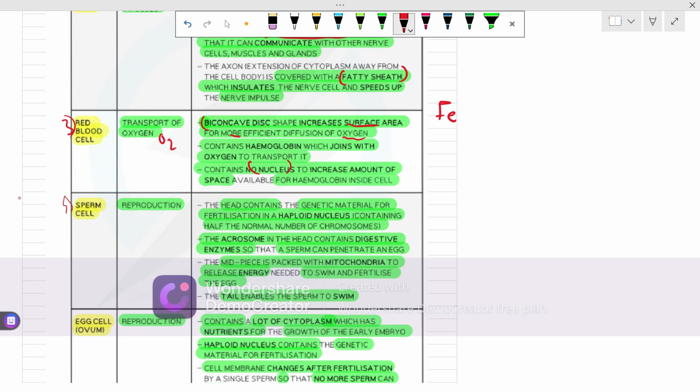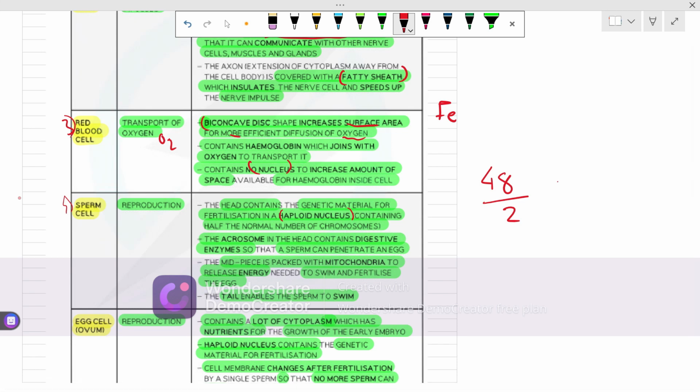The main function of the sperm cell is reproduction. Adaptations of the sperm cell: the first one is that the head contains genetic material for fertilization in a haploid nucleus. A haploid nucleus is a nucleus that contains half the number of chromosomes. So the total number of chromosomes inside a human body is 48. A haploid nucleus contains half the number of chromosomes, 48 over 2.